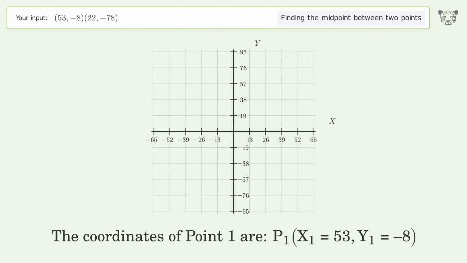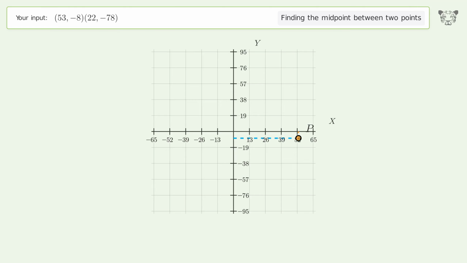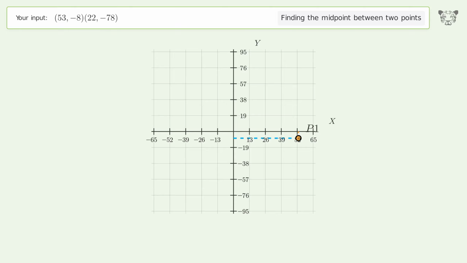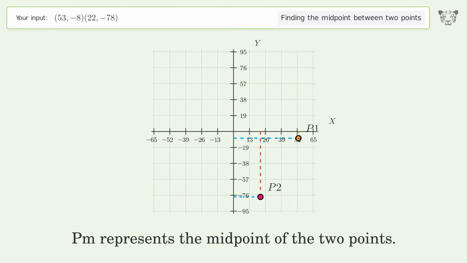The coordinates of point 1 are, x1 equals 53, y1 equals negative 8. The coordinates of point 2 are, x2 equals 22, y2 equals negative 78. PM represents the midpoint of the 2 points.